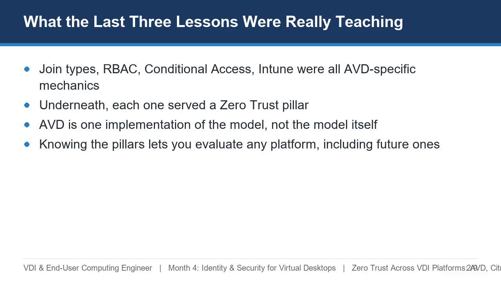Everything in the last 3 lessons, join types, role-based access control, conditional access app targeting, Intune enrollment, was AVD-specific mechanics. But underneath, each one was serving one of the 6 Zero Trust pillars this site uses throughout its security content. Azure Virtual Desktop is one implementation of that model, not the model itself. If you only know the AVD product names, you can't evaluate a Citrix or Horizon estate at all. If you know the pillars, you can evaluate any of them.